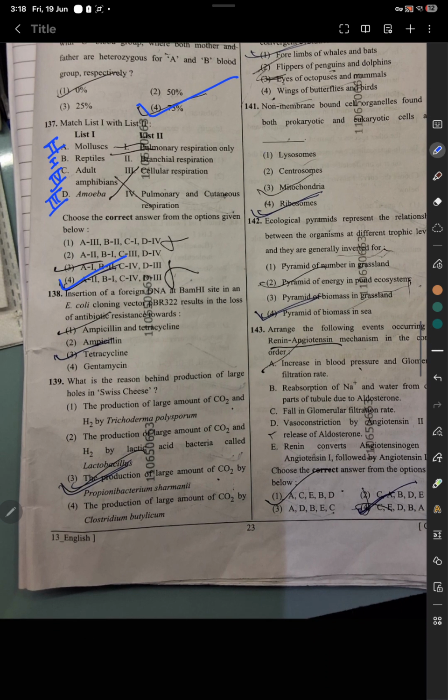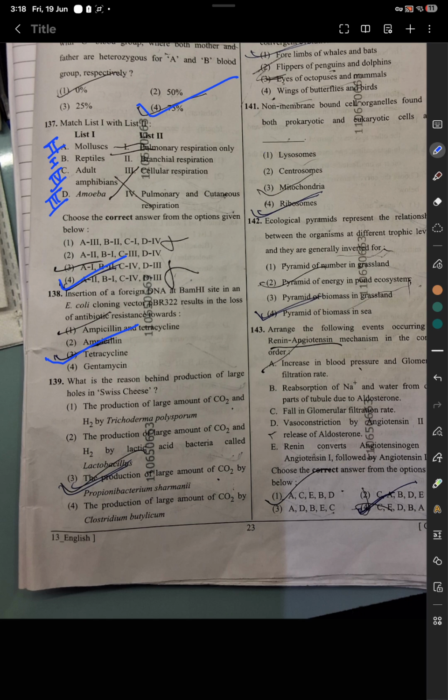Question number 138. Insertion of a foreign DNA at BamHI site in an E. coli cloning vector pBR322 results in the loss of antibiotic resistance towards tetracycline. Option number 3 is correct.